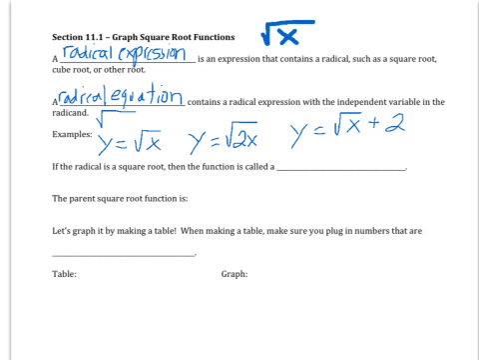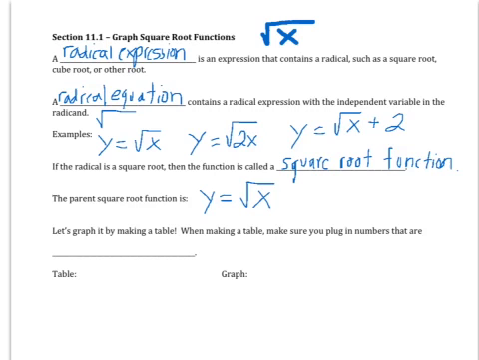If the radical is a square root, then the function is called a square root function. And that's what we're going to be learning about this chapter. The parent of a square root function is y equals the square root of x. That's the most basic function that we're going to graph. So let's go ahead and make a table and graph this function and see what it looks like.